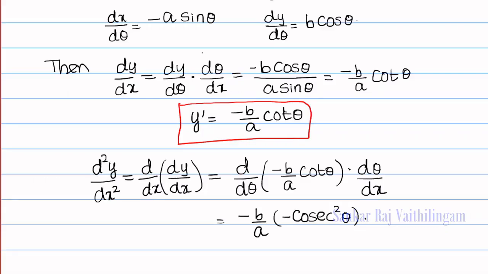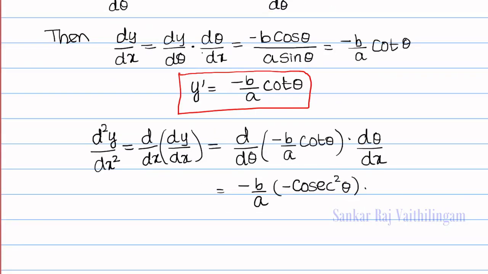That is d theta by dx, which is equal to 1 divided by minus a sin theta. The minus signs cancel, so we have minus b by a square, cosecant square theta, and 1 divided by sin theta is cosecant, so cosecant square becomes cosecant cube theta. So this is equal to minus b by a square cosecant cube theta.